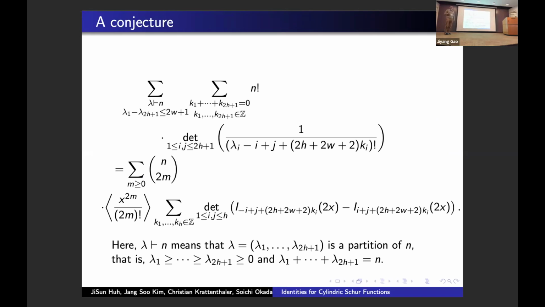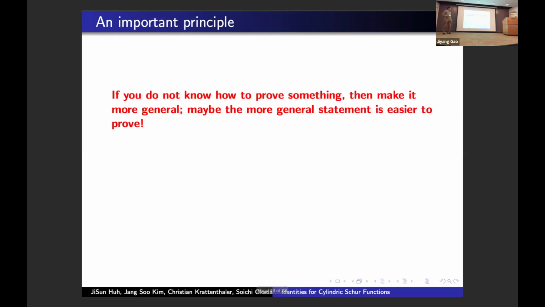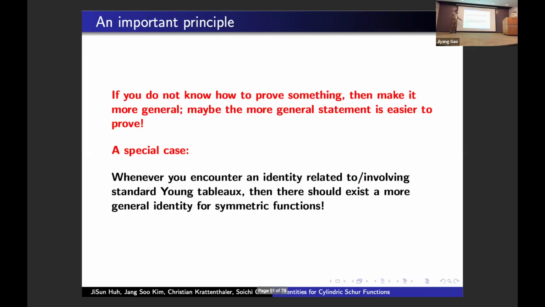And actually, I made another observation, and now comes the important lesson. So there's an important principle. Whenever you don't know how to prove something, make it more general. Maybe this is easier. That's folklore. Everybody knows this here. But we need a special case of this. So today. That's a special case.